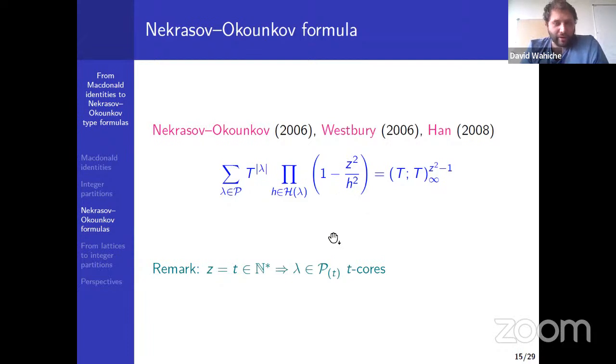So the proof by Han was basically this. You state the case as the sum over general partitions, but you take z being equal to an integer, and you use the Macdonald identity to show that this identity, the sum over all t-core partitions here, corresponds to the left-hand side of the Macdonald identity I showed at the very beginning of the talk. Okay.